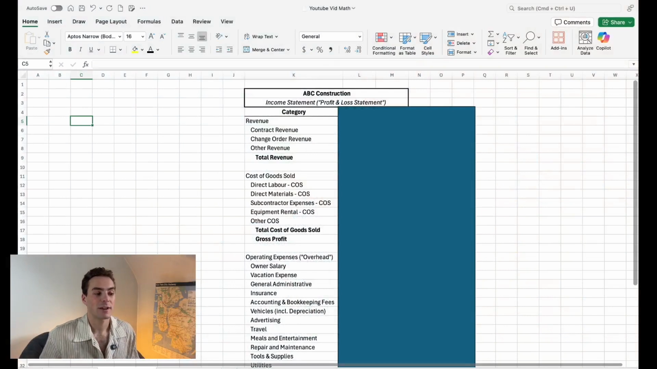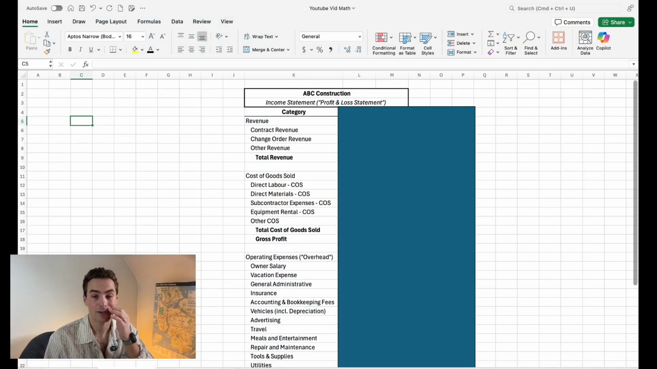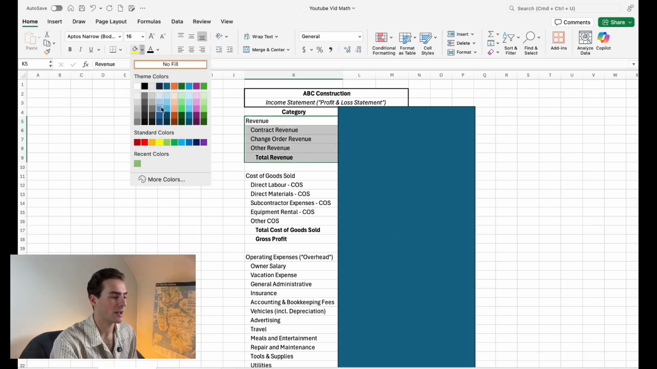Here's an example profit and loss statement. And as you can see right now, it's just the accounts. I decided to keep the numbers covered because I just want to focus on the flow of it and the sections, okay? The first and most obvious section here is the revenue section, and I'll highlight that in green.